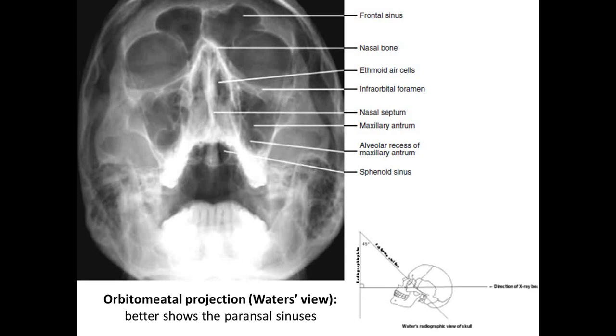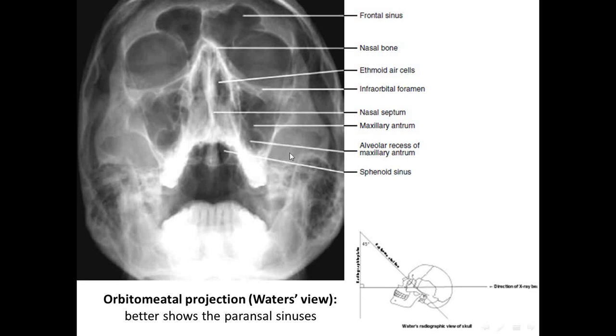This is an orbitomeatal projection, or it's called Waters view. In this view, the head is positioned in this way, so the orbitomeatal line, which is the line passing through the orbit to the external meatus, forms a 45-degree angle with the radiographic plate, and then the X-ray beam is coming from posterior to anterior. This is a good view for showing the paranasal sinuses.